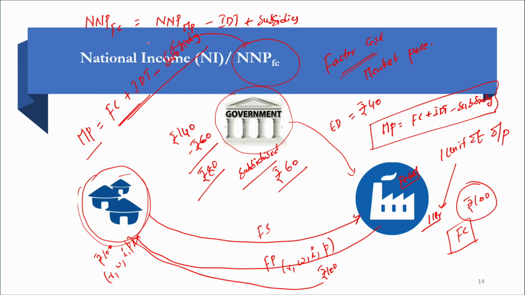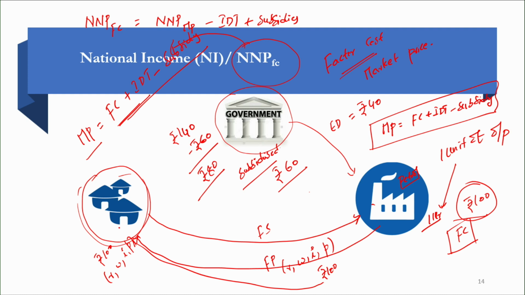Now coming back to this case. Now imagine, look at here in this example. I already ended up concluding that these factors of production working for this petrol making company do make 100 rupees for every 1 liter of petrol produced. But the petrol finally in the market could be sold at more than 140, less than 140, that all depends upon the tax component, subsidy component.